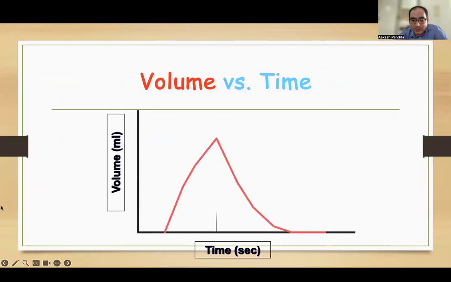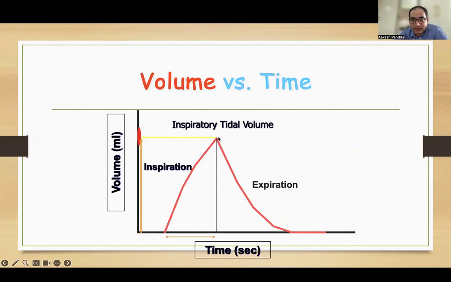Then we have something called volume time. This is the simplest of all. Again, we have volume on the y-axis and time on the x-axis, just like other scalars. The peak of this graph gives me, since we are talking about volume here: in the pressure time graph, the peak was PIP; in the flow, it was peak inspiratory flow rate; and here, since this is a volume graph, it is the tidal volume. So this is my inspiration, this is my expiration, and this is TI, and this is TE.